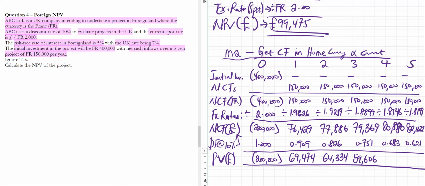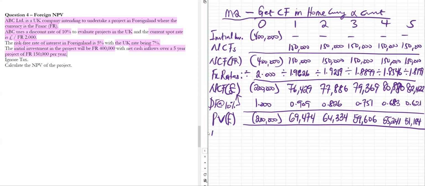Then you have 80,880 by 0.683. That gives us 55,241. And then you have 82,422 by 0.621. You have 51,184. Okay. So that is it.